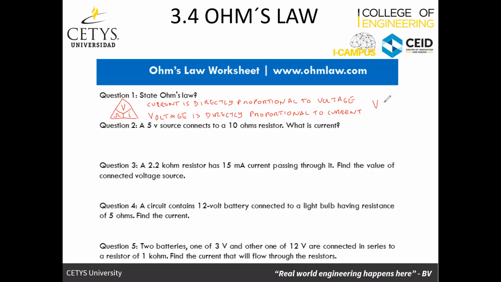And another way of saying it simply is V equals R times I. If this were a question in the exam, any of those three things would be valid. There's three different ways to represent Ohm's law: the relationship triangle, current is directly proportional to voltage, voltage is directly proportional to current, or the expression V equals I times R.